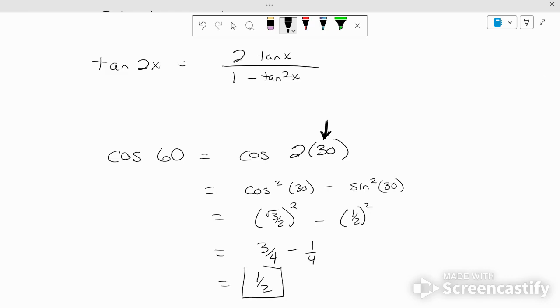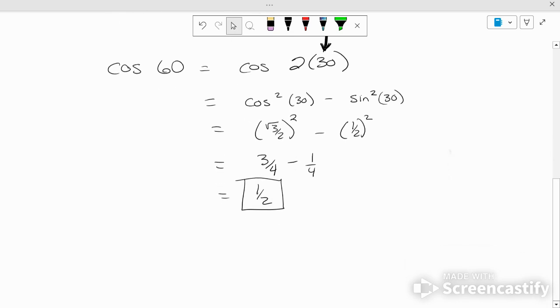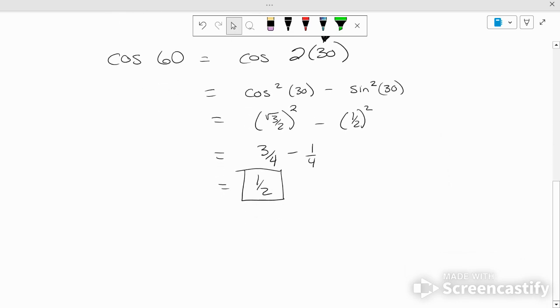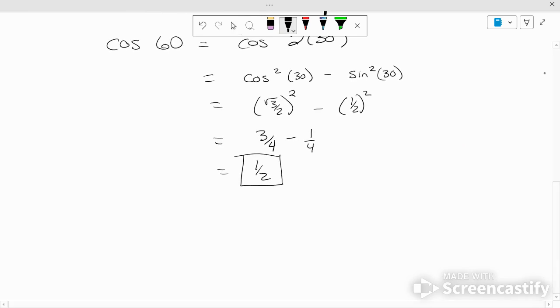And we found our answer, which is a correct answer because we already knew before we started the problem the cosine of 60 was 1/2. And you say, well, why do we have to do this? Well, to practice double angle identity formulas. Okay? We're not going to have that many of them coming up in the future, but this is just a practice.